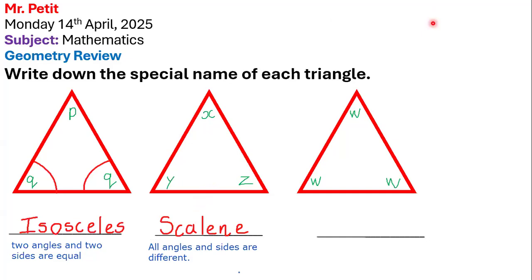This one should be very easy. This is what? Equilateral. Very good. Why is it equilateral? Because all sides are equal. Or don't forget the angles, because the markings give it away. All angles and sides are equal, so it's going to be equilateral.